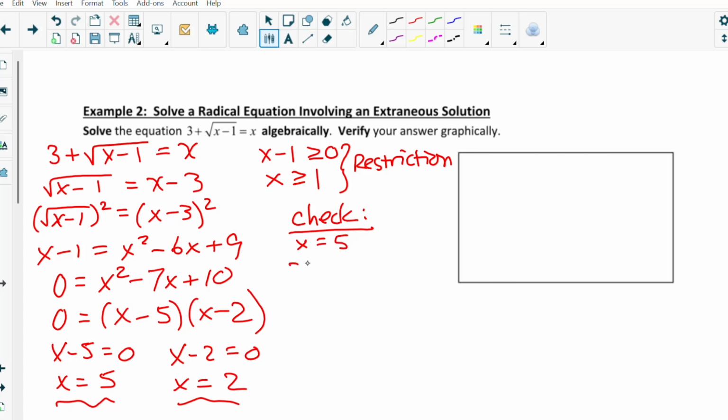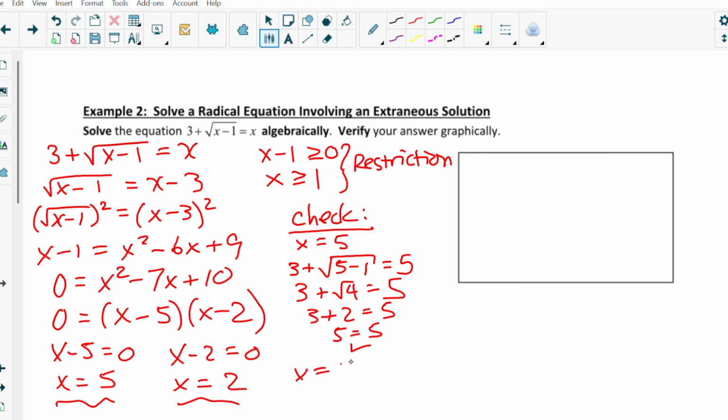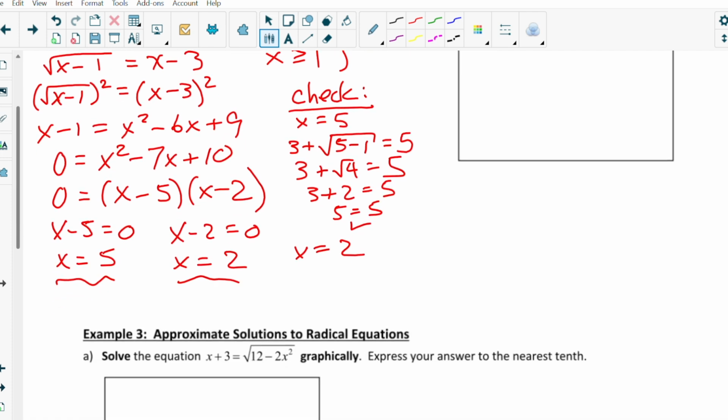I'm going to check x equals 5. So 3 plus square root of 5 minus 1 equals 5. 3 plus square root of 4 equals 5. 3 plus 2 equals 5. 5 equals 5. That's a check. Let's check x equals 2.